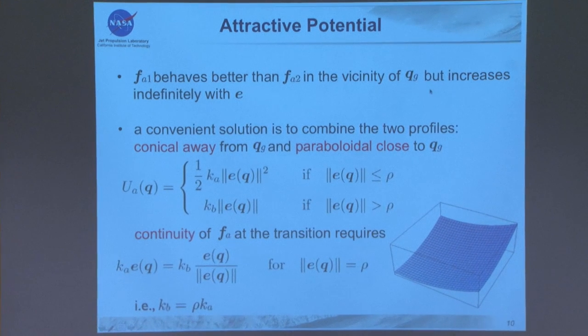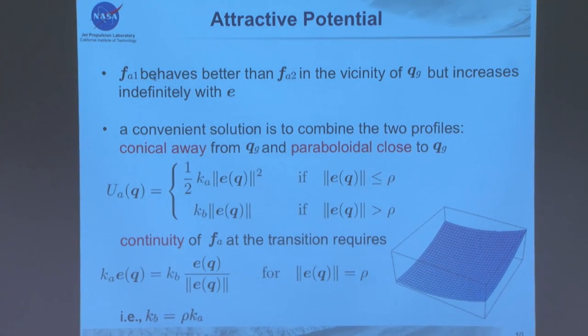But the thing is, like the first one, this increases infinitely. If you are further away from your goal, it becomes very large. But the conical one, it's constant. If you look at the expression, it becomes constant. It's always a unit length in the direction to the goal, and you just multiply with some coefficient. But this one grows to infinity if you are very far away.